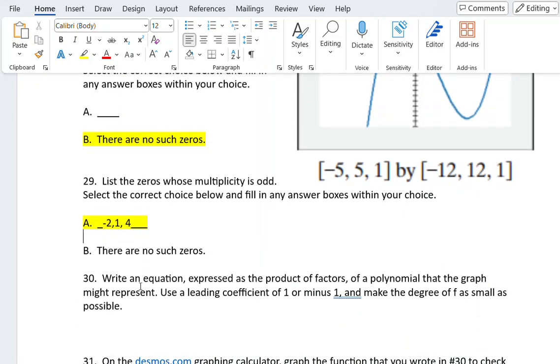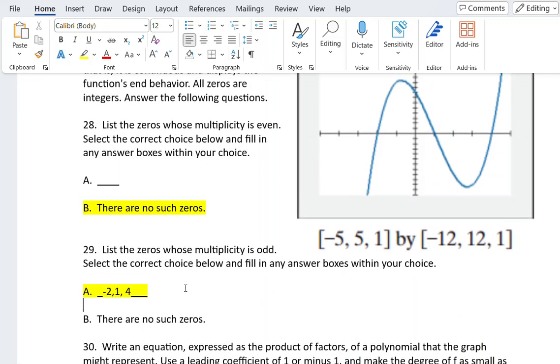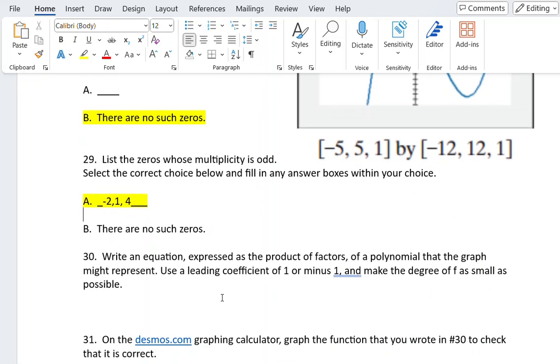Question 30 says to write an equation expressed as the product of factors of a polynomial that the graph might represent. Use a leading coefficient of 1 or -1 and make the degree of f as small as possible. So we're going to use the information that we collected here to go backwards and write the equation that would lead to this graph. So I'm going to write my equation as y equals, and then I'm going to write these sets of parentheses that would lead to these zeros.